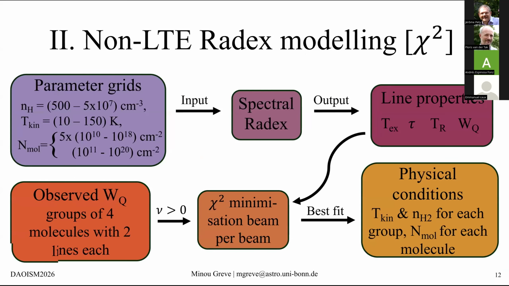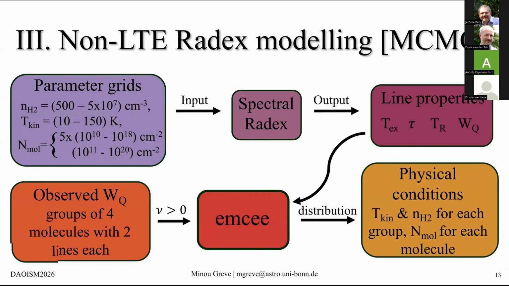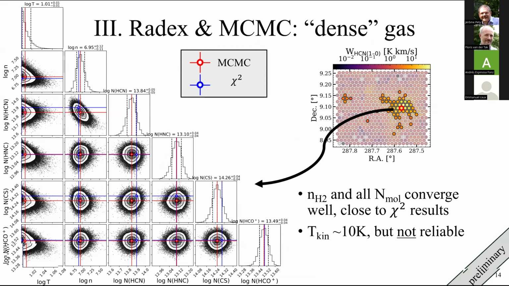So to investigate this further, we replace our chi-squared minimization with Bayesian inference by using the MCMC sampler emcee and keep the entire workflow the same despite that. But the difference is now that we don't just get the best fit of the physical parameters, but instead we get the entire distribution of these conditions. Again, we are doing this on a pixel per pixel basis.